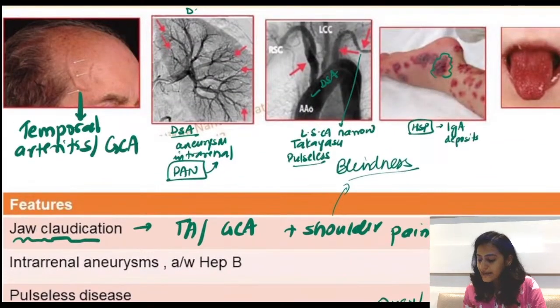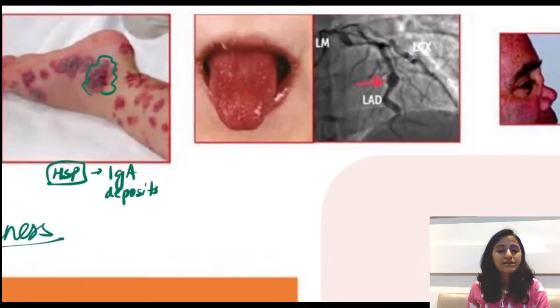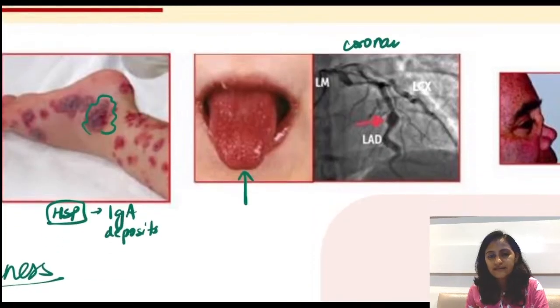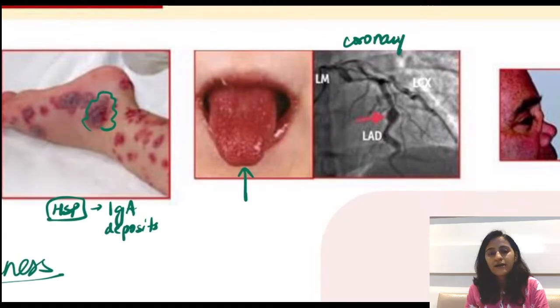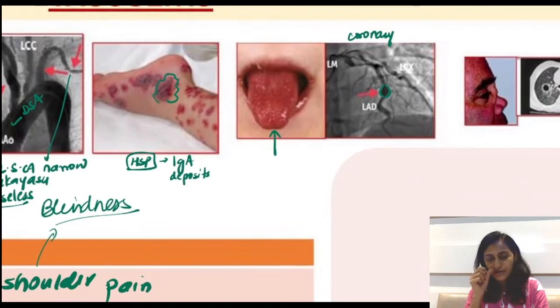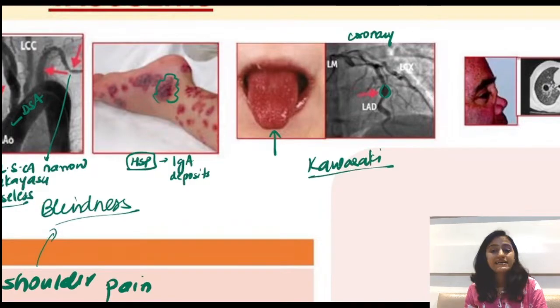The next one that we have here, what vasculitis is this one, where we have the red strawberry tongue, again in the DSA? This is the coronary angiogram that we are seeing here. What we are seeing is an aneurysm in the coronary artery. So strawberry tongue along with coronary aneurysm becomes the diagnosis of Kawasaki disease.